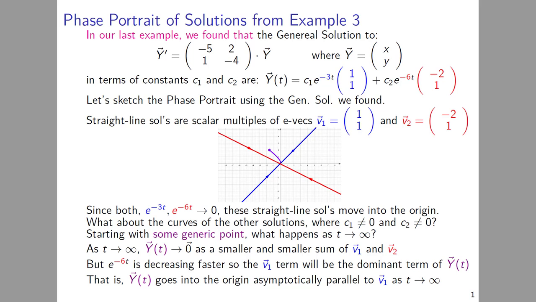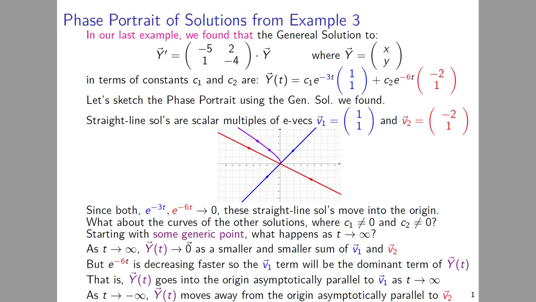What about in the other direction? What about when t goes to negative infinity? Here, both of our terms are going to be increasing. e to the negative 3t and e to the negative 6t will go off to infinity as t goes to negative infinity. So as t goes to negative infinity, we know that y of t moves away from the origin. And since e to the negative 6t will grow faster than e to the negative 3t as t goes to negative infinity, we have that the term c2 e to the negative 6t times negative 2, 1 will be our dominant term. And thus y of t will go out asymptotically parallel to v2.